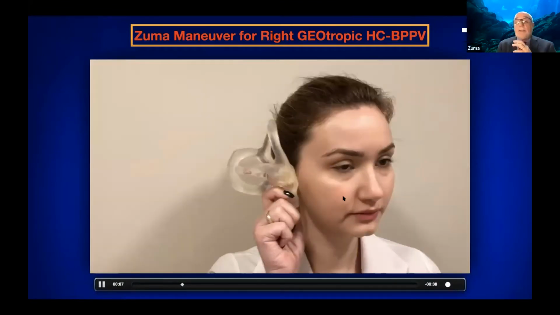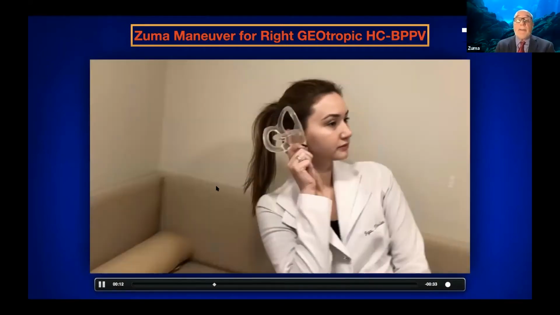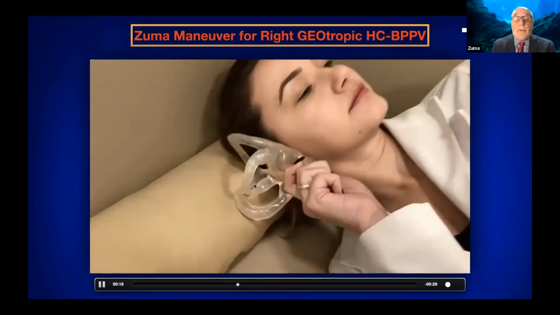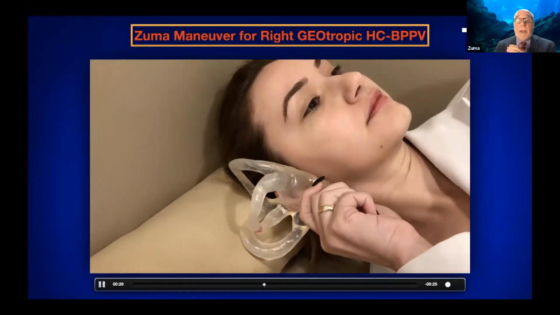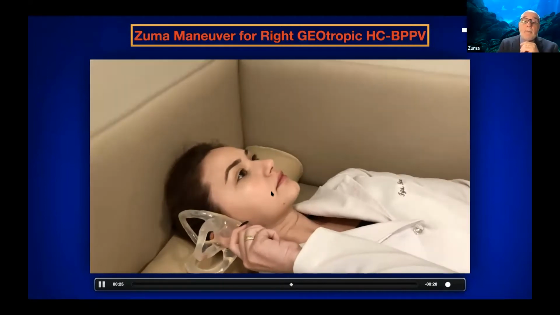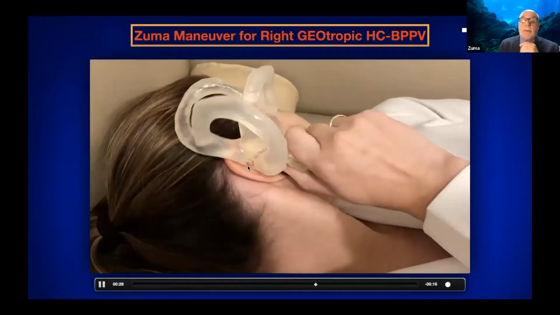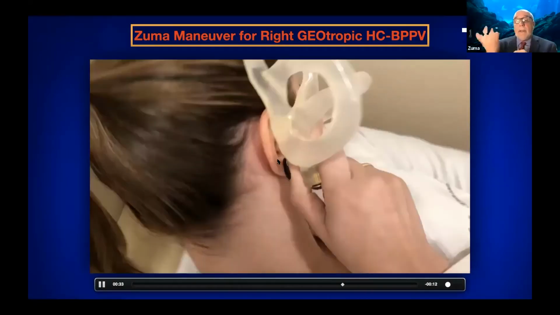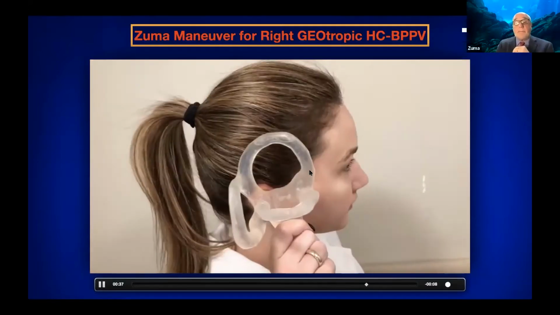We start by turning the head 45 degrees to the affected side and lay down the patient, and the particles go in the direction of the utricle, 45 degrees, and 90 degrees more, and the particles go to the utricle. And the same position of the head when we go up to the upright position.